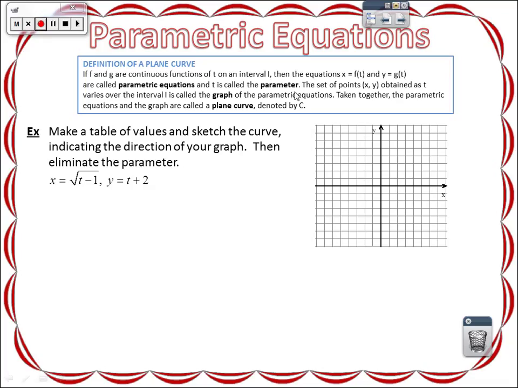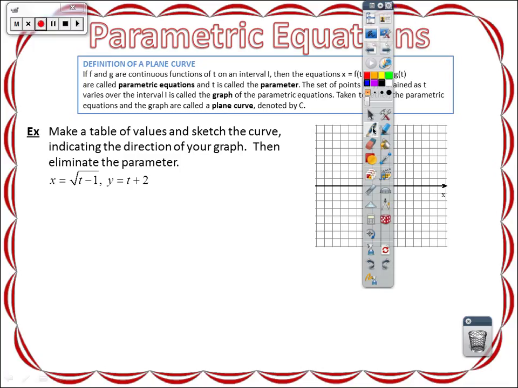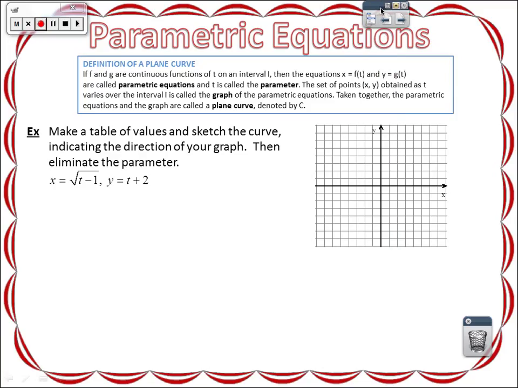So the set of points obtained as t varies over the interval is called the graph. Pretty common sense. Together, the graph and the equations are called a plane curve. And so that's really the definition of a plane curve. It is the graph and equations of the parametrics. Those are a plane curve. So that's just some vocabulary stuff.